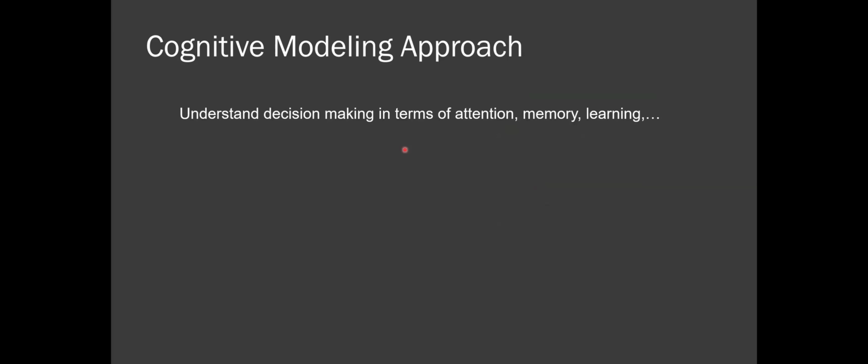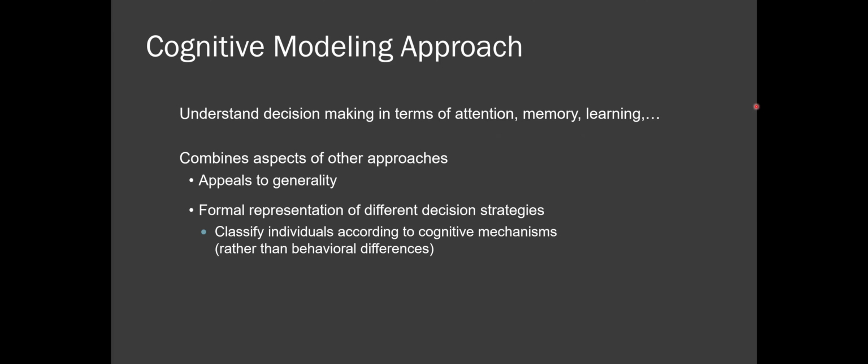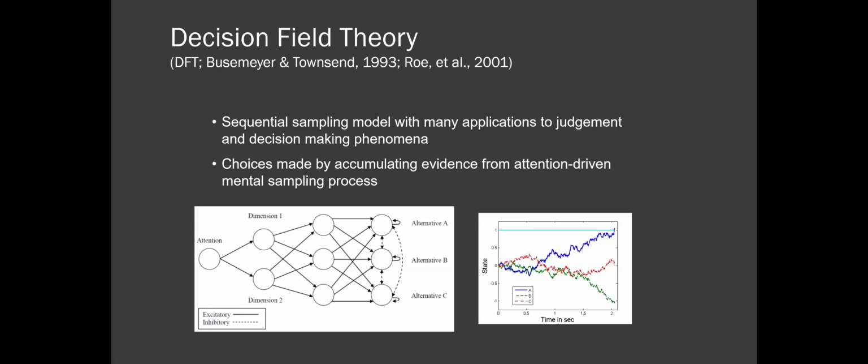All right, so I'd like to contrast those two traditions with a newer one that's focused on cognitive modeling, where we're going to try to understand people's behavior in terms of cognitive constructs. And I would propose that this combines some of the strengths of these other approaches. For one, it appeals to generality. We have a general purpose model that can be applied in many contexts, but it also provides us this formal way of representing different decision strategies. So we can classify individuals, but now in terms of their cognitive mechanisms rather than their behavior.